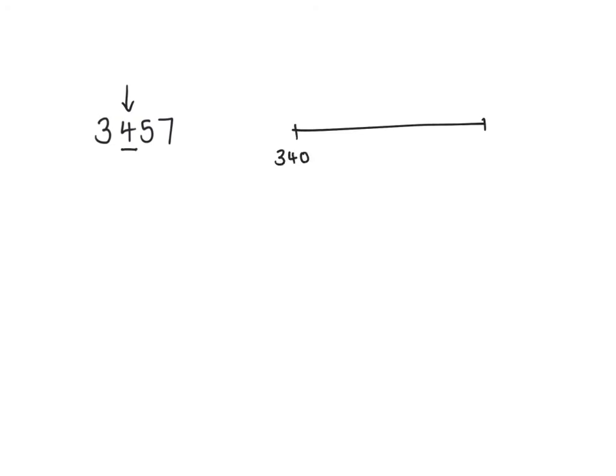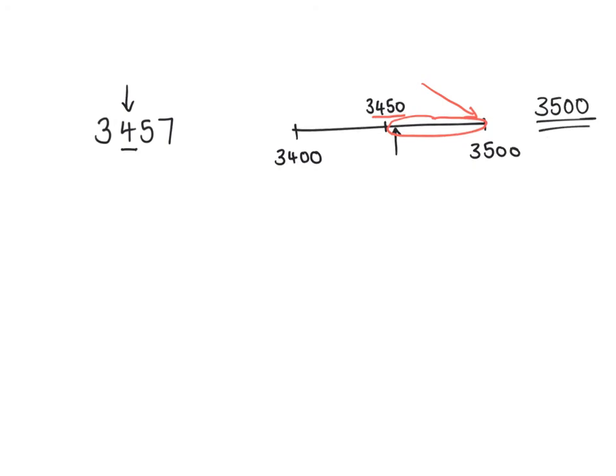3,457 is in between 3,400 and 3,500. In the middle would be 3,450. So where does 3,457 fit? Well, that must be just above this bit. And everything on this side of the line will be closer to this number. So everything that is that middle number and above will round up. So this number would round to 3,500.